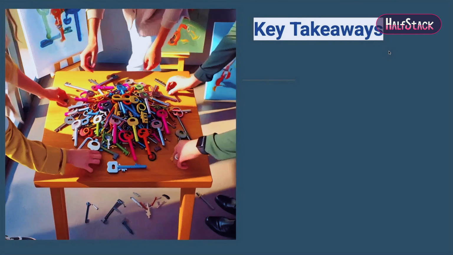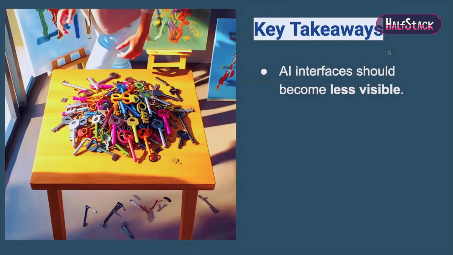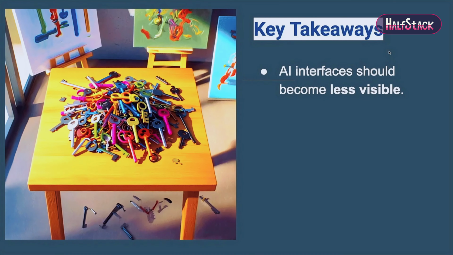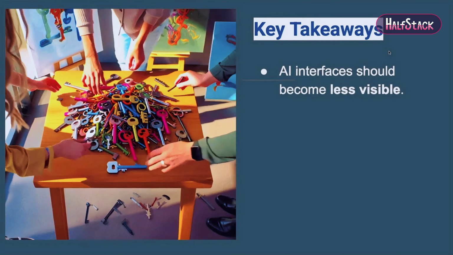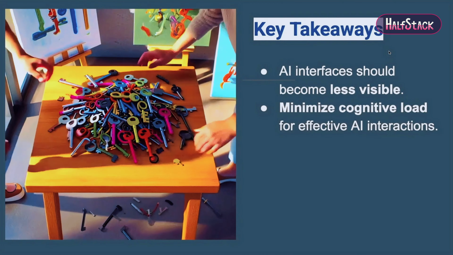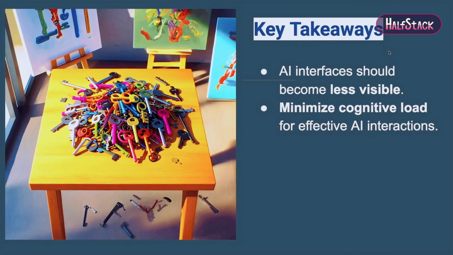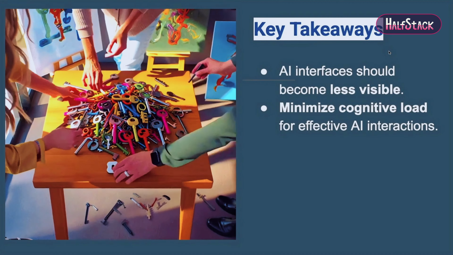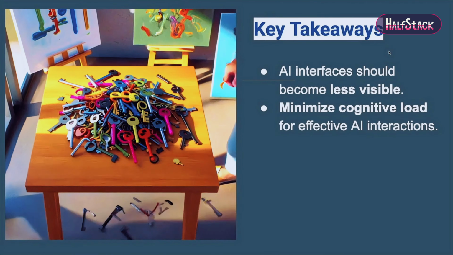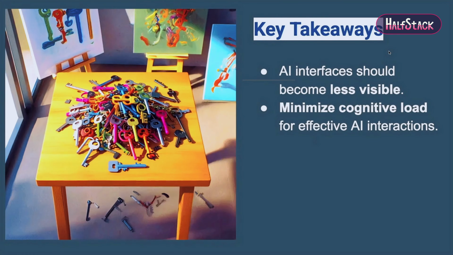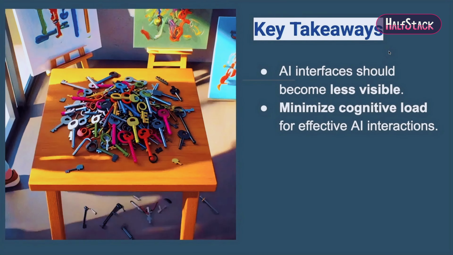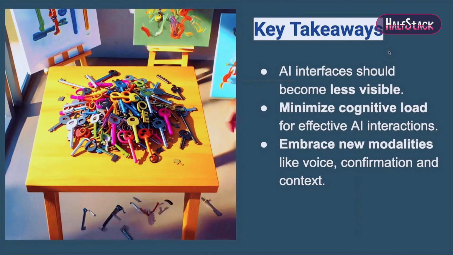So let's talk about the key takeaways, and they are: AI interfaces should become less visible. We're not trying to present the user with a lot of different options. We're trying to proactively think about what they might need and present them with those solutions. Minimizing cognitive load is going to be more important than ever as we add all sorts of features like AI to our already existing products. We need to really consider how we keep our features easy to use and simple to see.